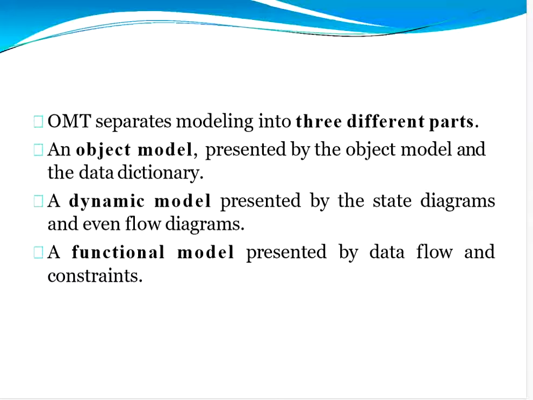Generally the object model describes the structure of the objects in the system, their identity, their relationship to other objects, their attributes and their operations. Whenever we are talking about the dynamic model, it is represented by state diagrams and event flow diagrams. The functional model is presented by the data flow and the constraints. And the object model is presented by the object model and the data dictionary.